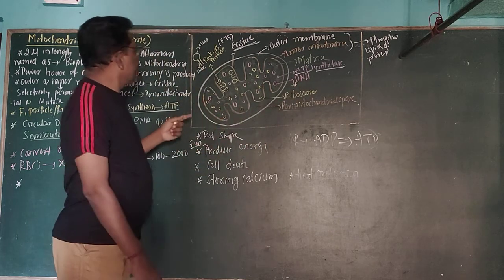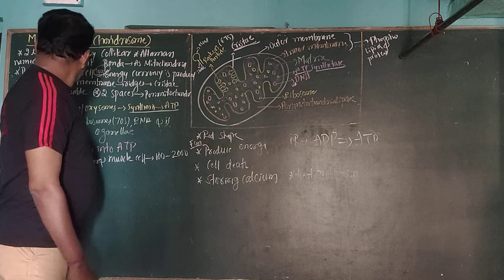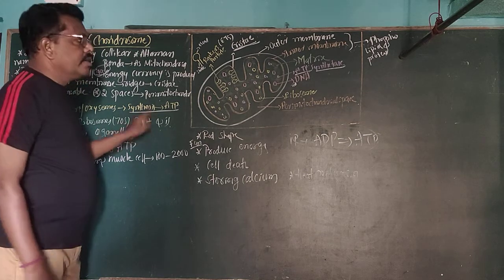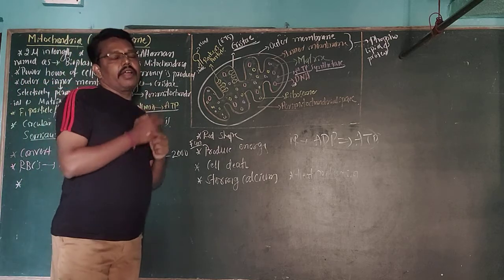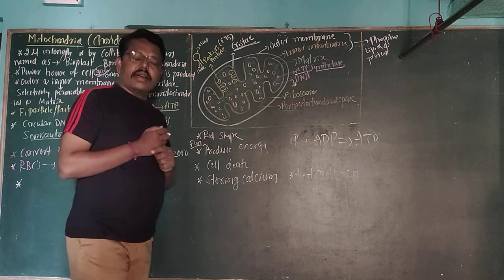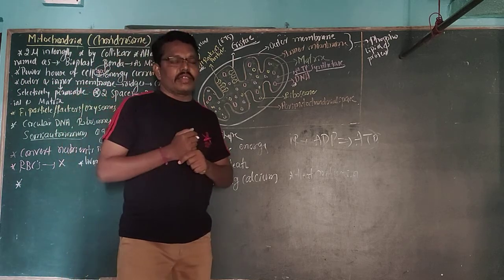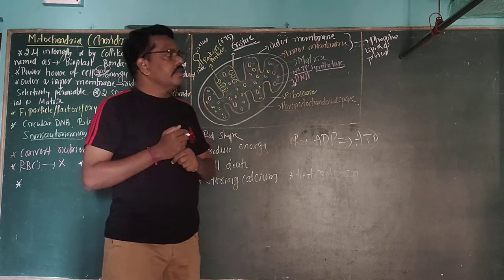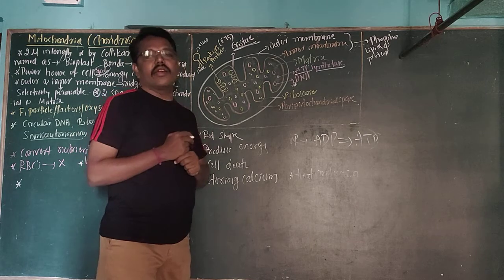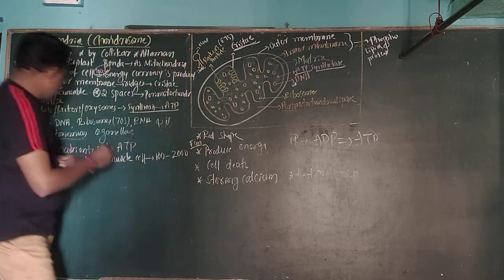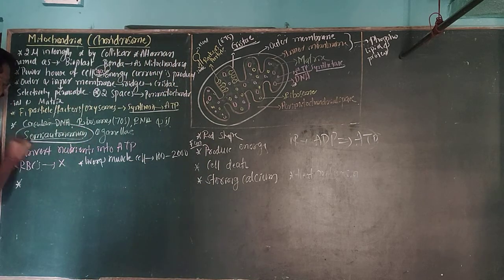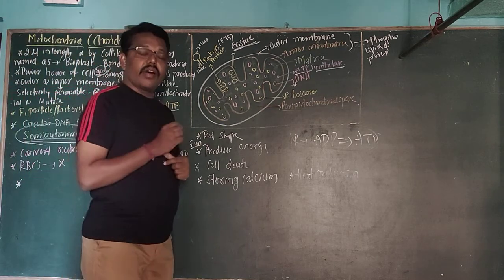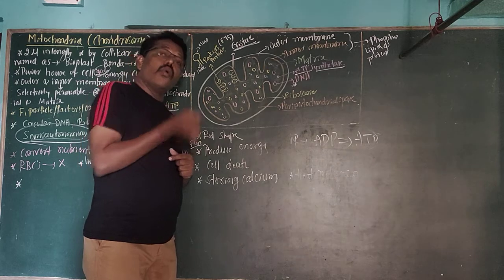Which one? Circular DNA, ribosomes as well as RNA are present within the mitochondria. Mitochondria as well as chloroplast, which you will see in plants. Only these two cell organelles are called semi-autonomous. Why are these called semi-autonomous? Because they have their own DNA.